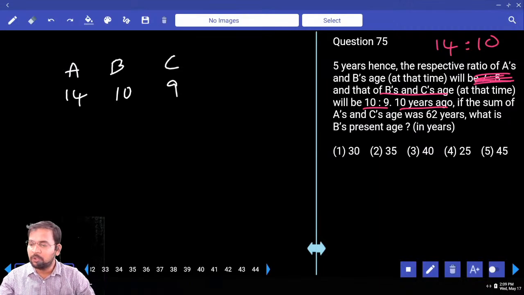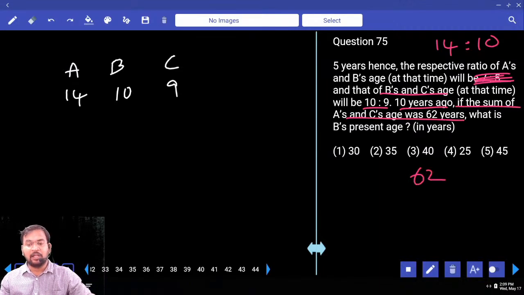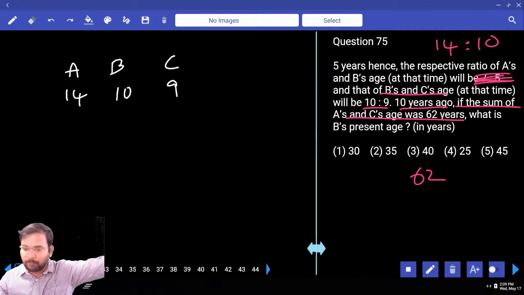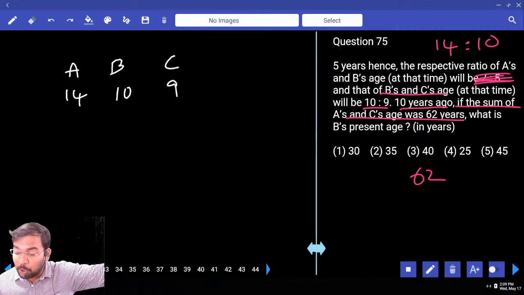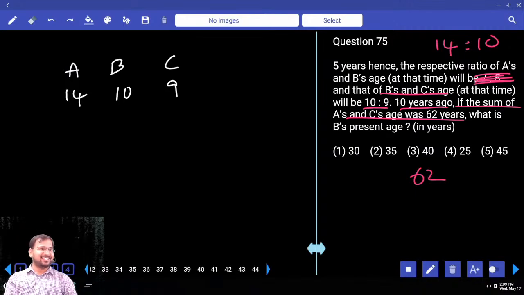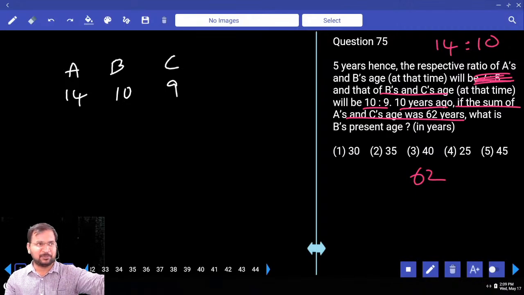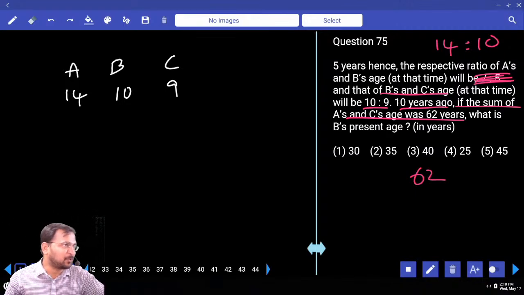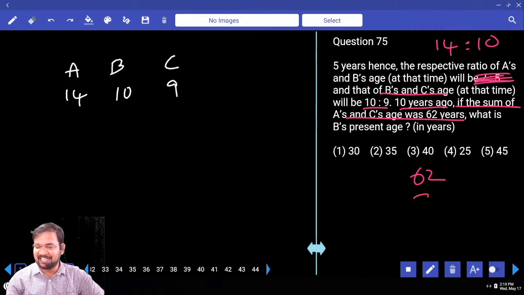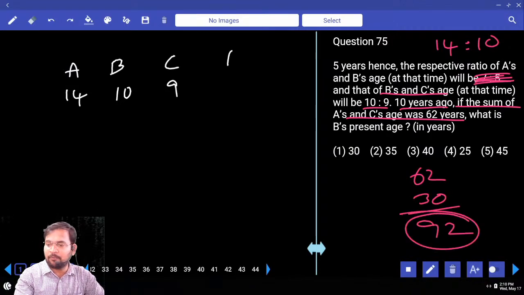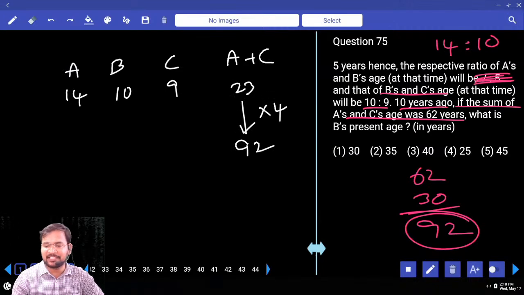10 years ago, the sum of A and C was 62. A and C are only 2 persons. From 10 years ago to 5 years hence, the total gap is 15 years. For 1 person it is 15 years, for 2 persons it is 30 years. Now you need to add 30 to 62, together it is 92, for A and C. A and C total is 23 parts, which is nothing but 92. Each part is 4.